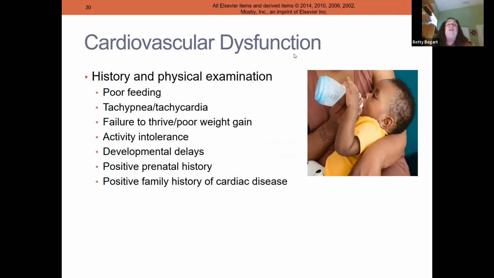So you get a child, comes into your doctor's office, and they're giving you this history. They're not eating good. They are tachypneic, tachycardic. They're not gaining weight, which we know is serious, cognitive delays, right? So they have no tolerance for activity at all. And of course, then you're going to see those delays.